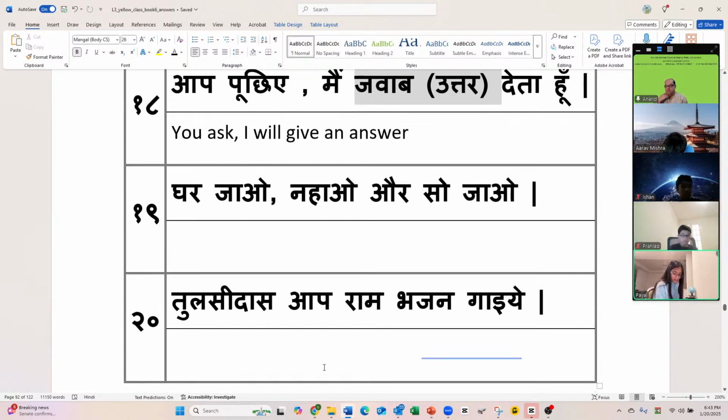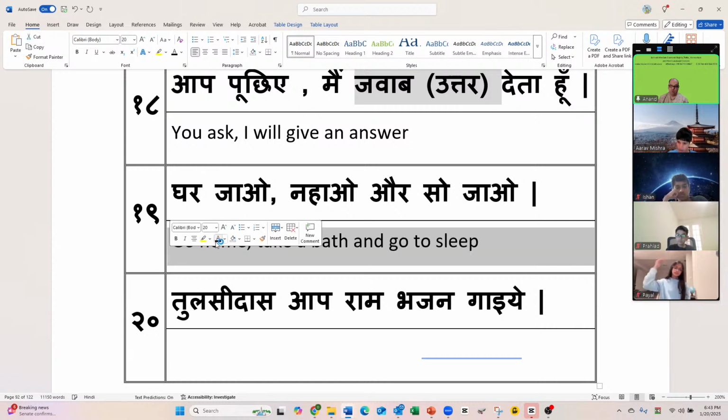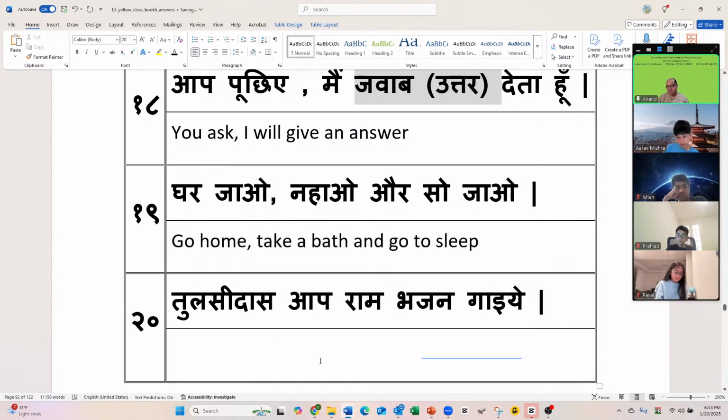घर जाओ, नहाओ और सो जाओ. Okay. Let's repeat. घर जाओ, नहाओ और सो जाओ. What does it mean? Go home, shower, and sleep. Okay. Go home, shower, and sleep. Good job. Everybody write that down.